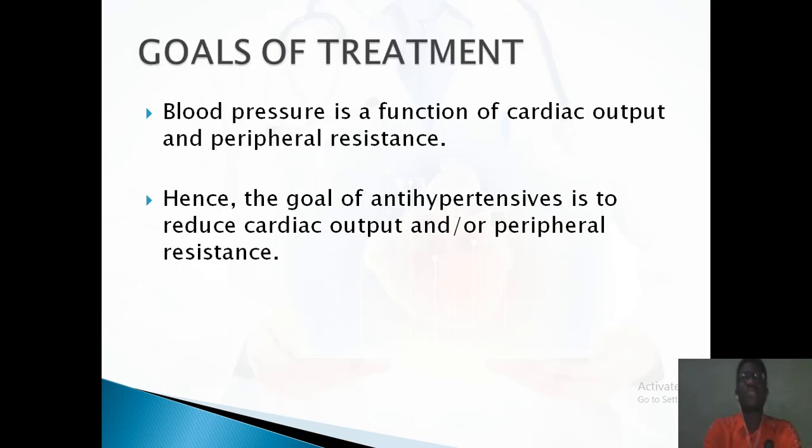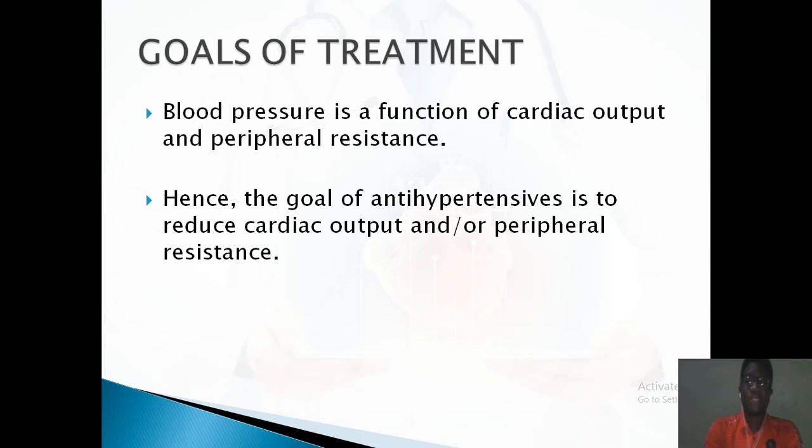Next, the goals of treatment. So when you are giving antihypertensives, what are you trying to achieve? What is the goal of your treatment? What is the whole aim of giving antihypertensives?